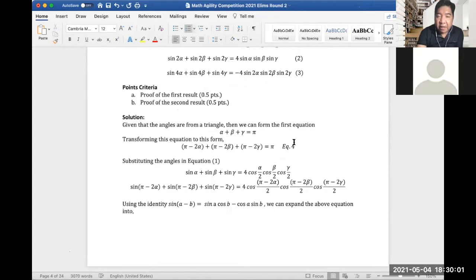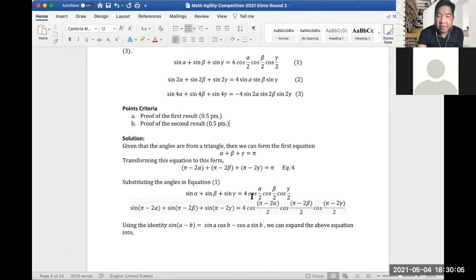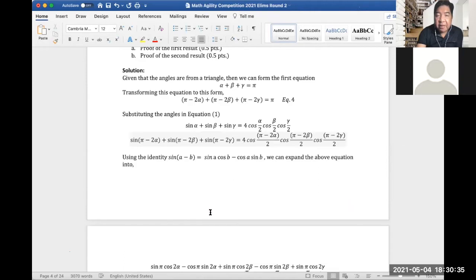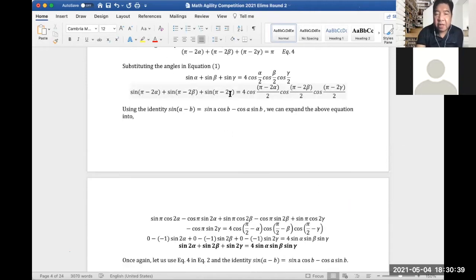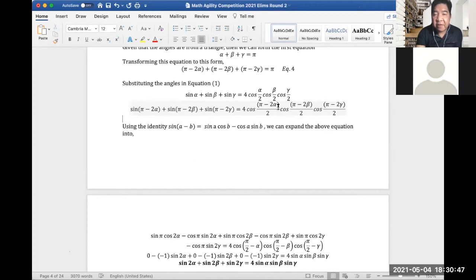Let's start by substituting the equation. We have sine alpha plus sine beta plus sine gamma equal to 4 cosine alpha over 2 times cosine beta over 2 times cosine gamma over 2. So now let's substitute pi minus 2 alpha for alpha. That's what we did for the first term. And then instead of beta, we use pi minus 2 beta in the second term. On the third term, instead of gamma, we use pi minus 2 gamma, right? And same thing on the right-hand side: instead of alpha, we use pi minus 2 alpha, for beta, pi minus 2 beta, and for gamma, pi minus 2 gamma.